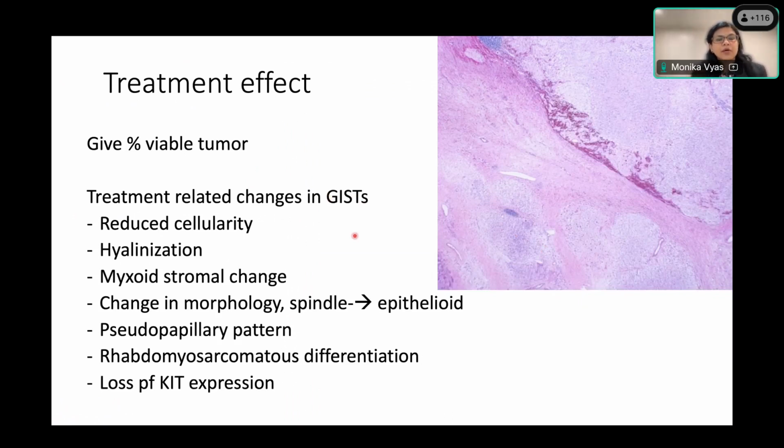Also be aware of important treatment-related changes in GIST, such as reduced cellularity, foci of hyalinization, myxoid stromal change, change in morphology from spindle to epithelioid, pseudopapillary pattern, rhabdomyosarcomatous differentiation, or loss of KIT expression by IHC. Definitely these parameters you need to be aware of, and you would only give percentage of the viable tumor in such cases.